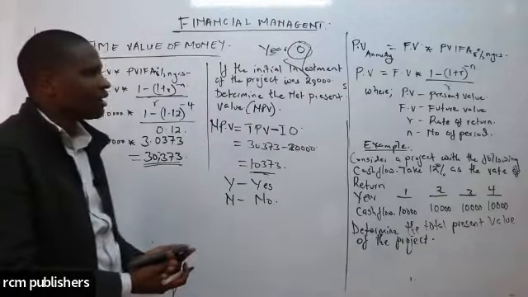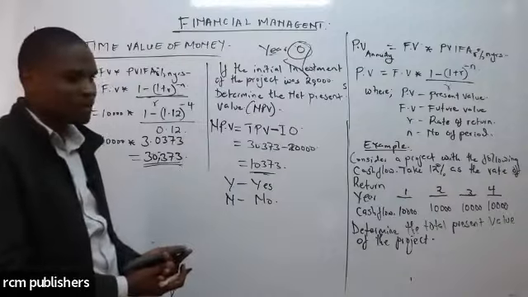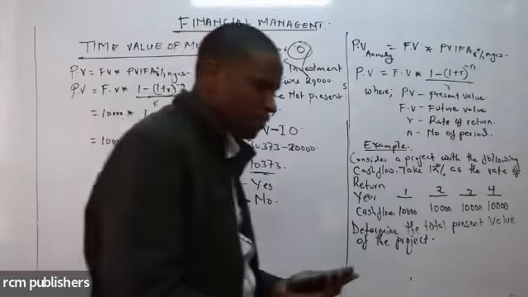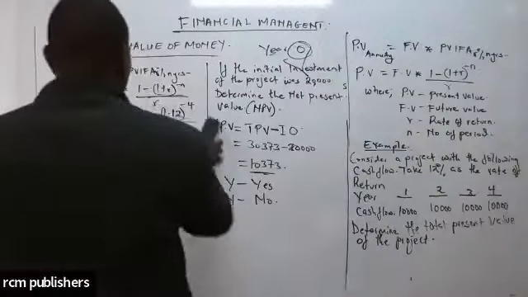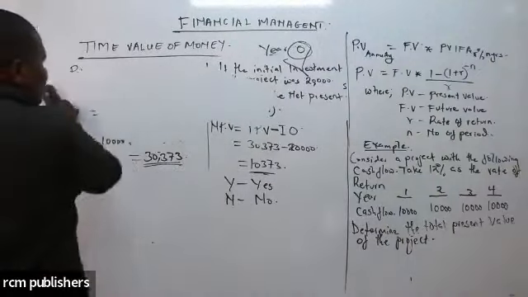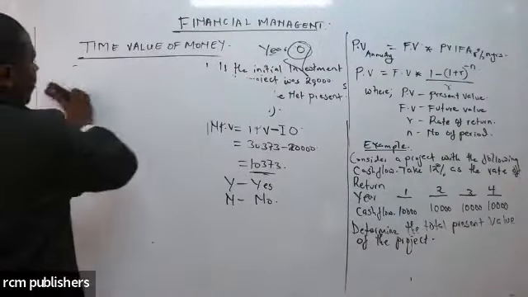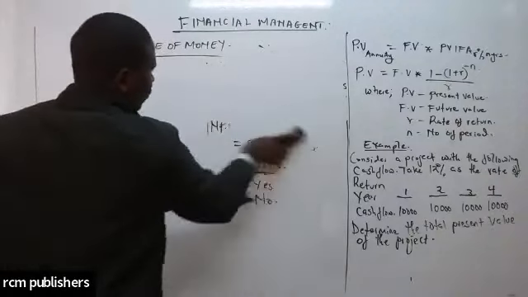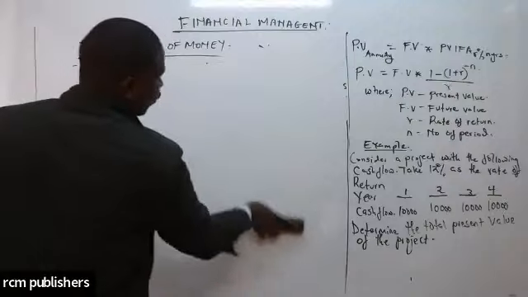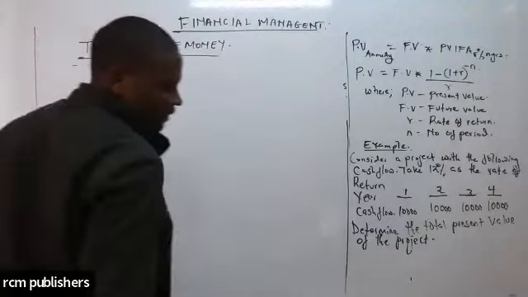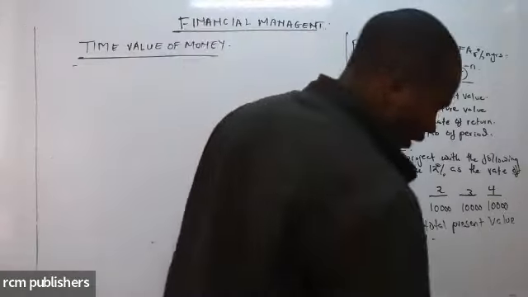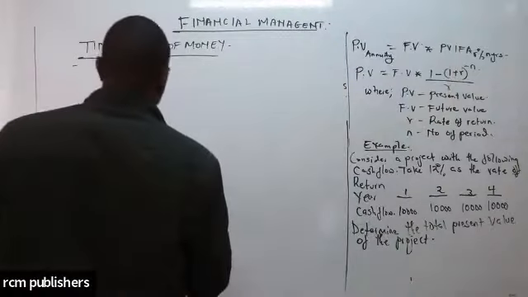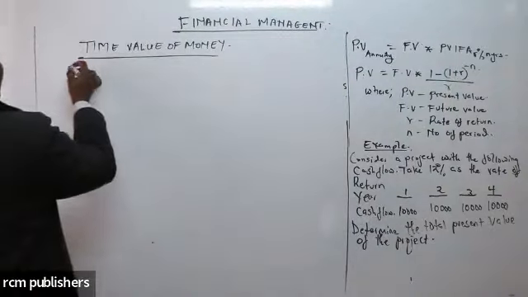Great. Class, allow me to move to the next part, whereby we shall look at the lump sum or the irregular cash flow. If the cash flows are not the same, how do we get the total present value?